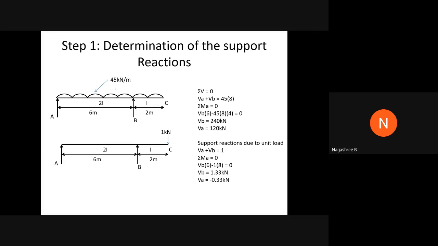So 45 kilonewton per meter is the load which is there. For this, first I need to calculate the support reaction for this real load of 45 kilonewton per meter, that is UDL. I just apply the equilibrium conditions. As you all know, there are three equilibrium conditions. The first is sigma H equal to 0. Since there are no horizontal forces over here, that equilibrium condition is automatically satisfied.